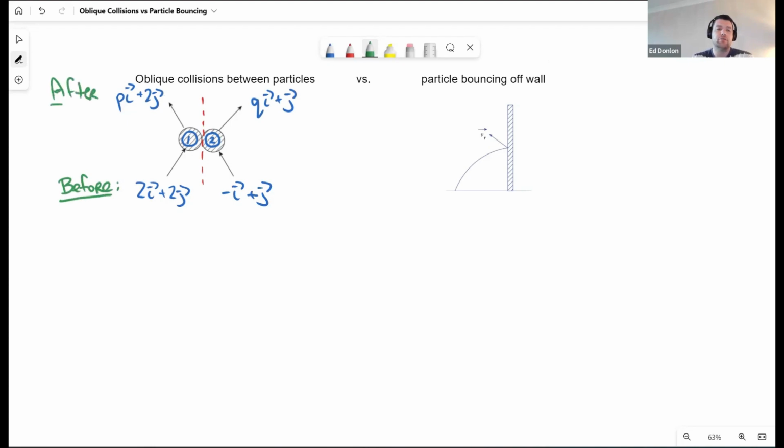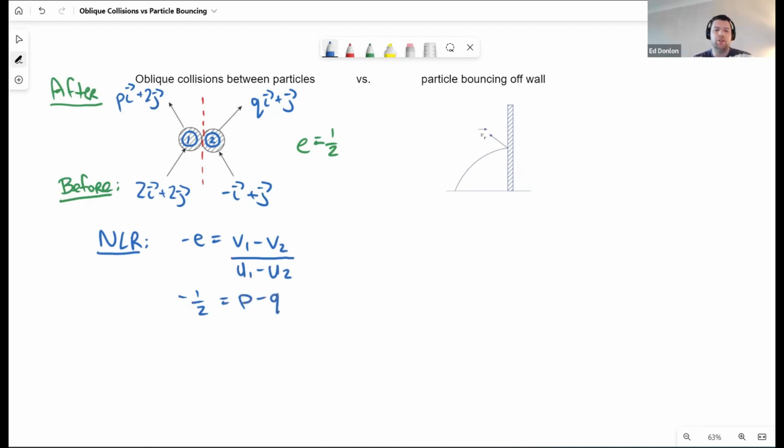Right, so for the sake of argument, let's give ourselves an E of maybe half, our coefficient of restitution. The way we deal with this is we have our Newton's law of restitution, which is going to be minus E is equal to V1 minus V2 over U1 minus U2. So I'm going to have minus a half is equal to P minus Q all over 2 minus minus 1. And then I'm going to get an equation like this, P minus Q.